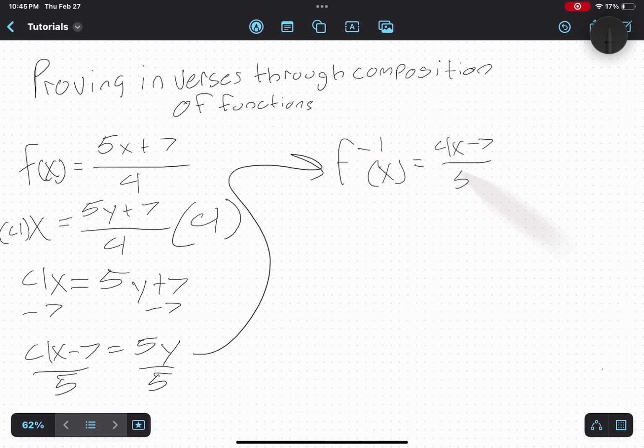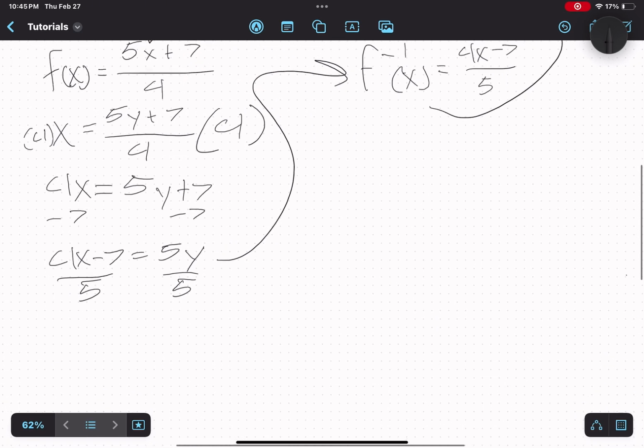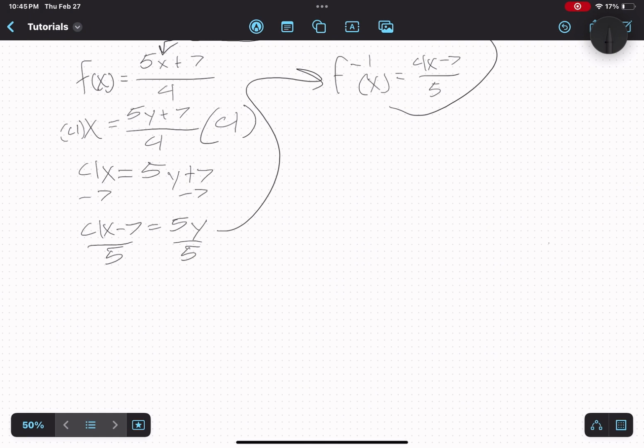So now, let's prove this. How do we know for sure that this is an inverse of the equation we are given? So what you're going to do is put your inverse into the x of your equation. So what does that look like? Well, it's going to be 5 times (4x minus 7) over 5, plus 7, all over 4. And you're just getting things to cancel out here.